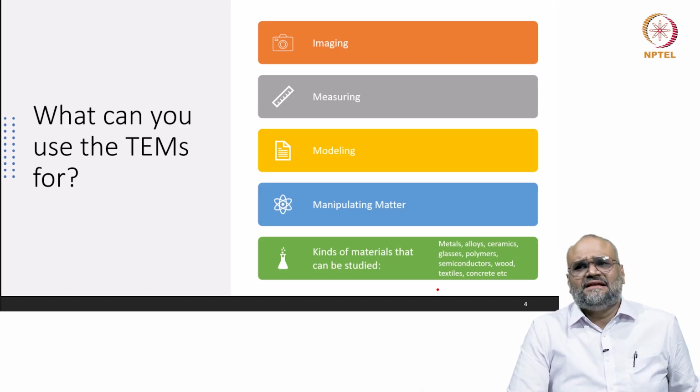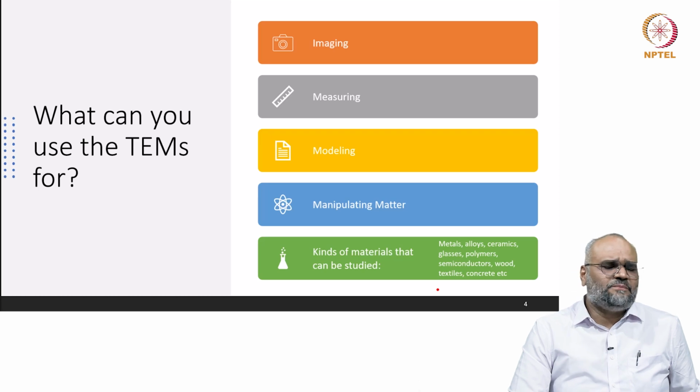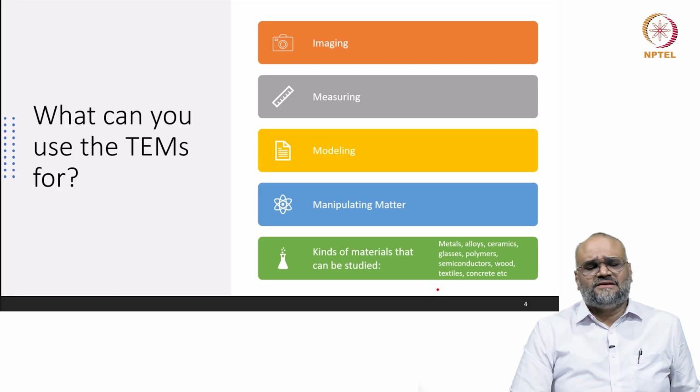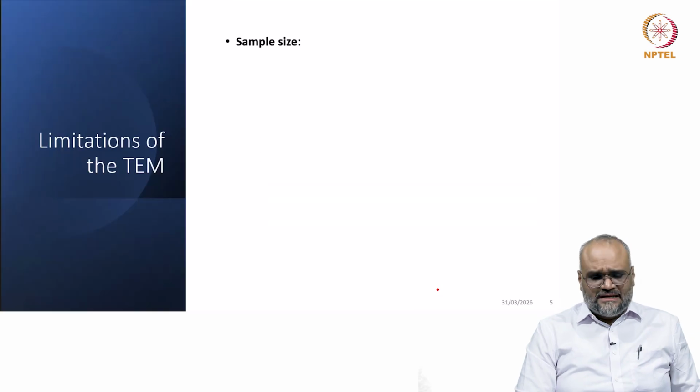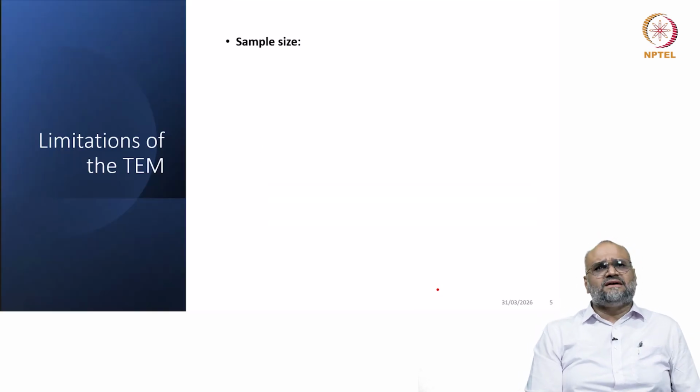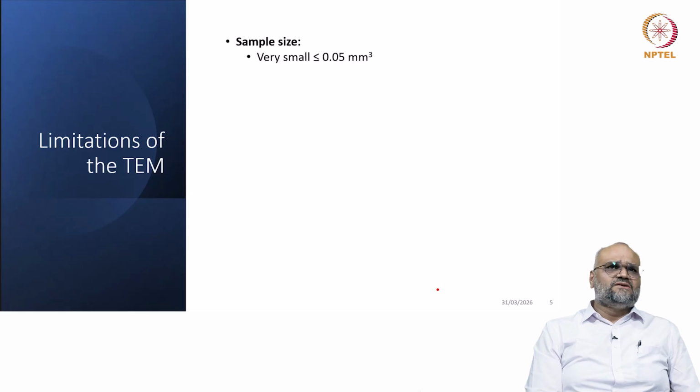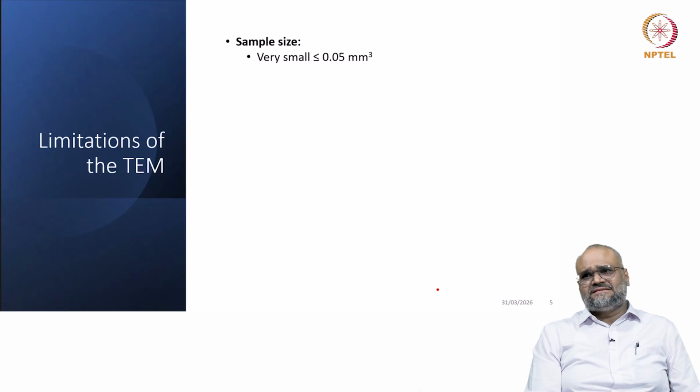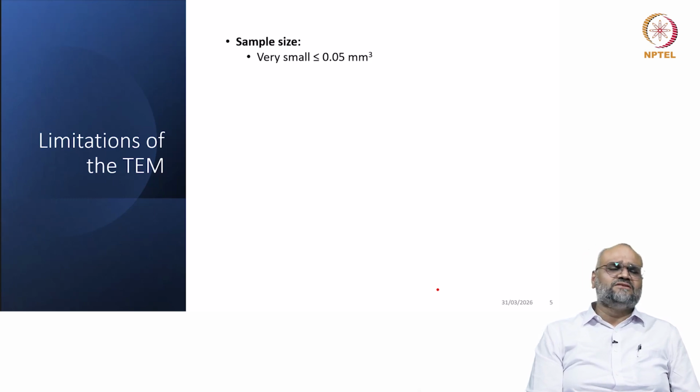You can in principle study all kinds of materials provided you prepare the specimen which fits into the microscope, and if it doesn't harm the operation of the microscope vacuum and it is stable under the electron beam. So with all these, if you look at the limitations of the technique, primarily you are limited with the sample size. You are looking at a very small portion of a material. So the typical volume of a conventional 3 mm disc specimen is lower than 0.05 millimeter cube, assuming the thickness of a specimen here is around 100 to 150 microns.